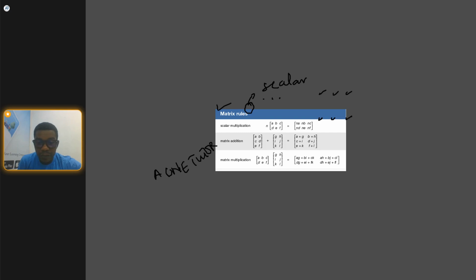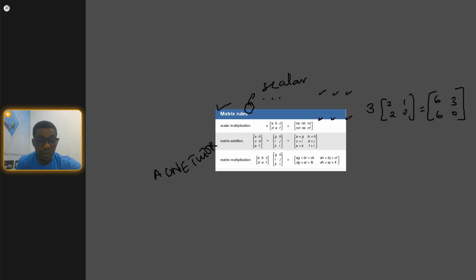It can be in this form: 3 times the matrix 2, 1, 2, 0. When you multiply this, you have 3 times 2, that is 6. And you multiply 3 times 1, that is 3. 3 times 2, that is 6. And 3 times 0, that is 0.